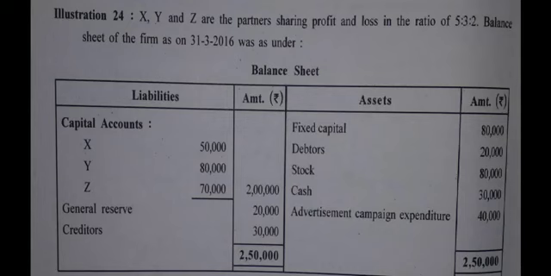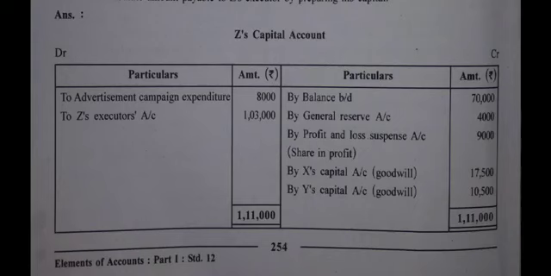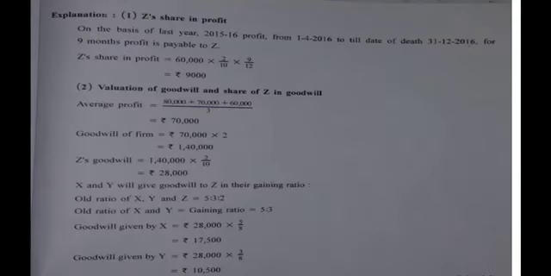So this is 2/10. Please use your calculator. So 60,000 into 2/10, further into 9/12. Why? Because the share is to be given only for 9 months out of 12 months, because he died before the completion of accounting year. Okay, so the share payable is ₹9,000.